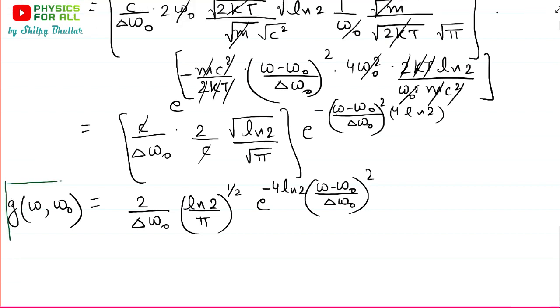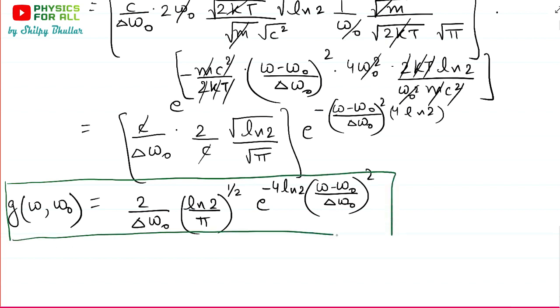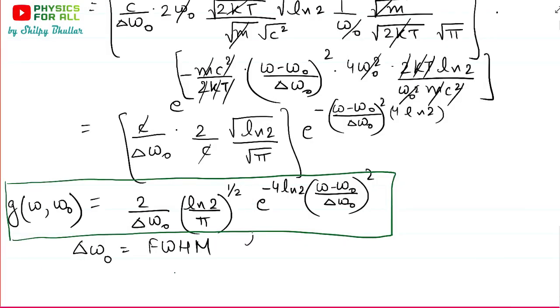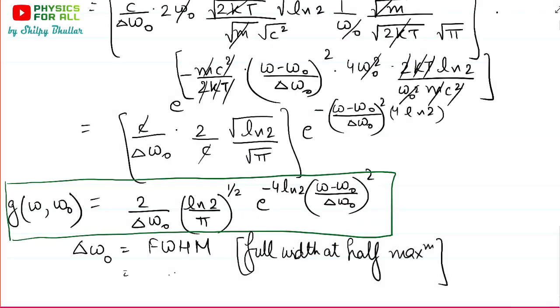which would tell us the profile, how the shape of our spectrum would look like. Thus, we have obtained this expression, and delta omega naught is basically the line width. We also say that this is our FWHM, full width at half maximum, and we also call it line width.